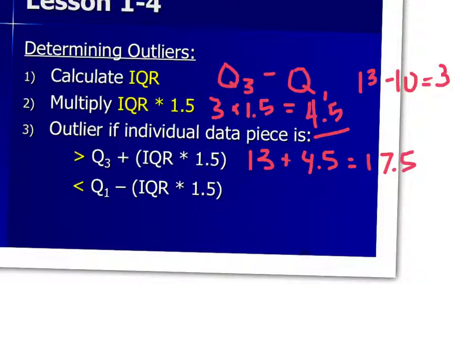The other part of it is you have to take Q1, which our Q1 was 10, and subtract 1.5 times our IQR. So 10 minus 4.5 equals 5.5. So anybody that was below a 5.5 would be an outlier. We didn't have anybody below 5.5, so our class had no outliers, mathematically speaking.